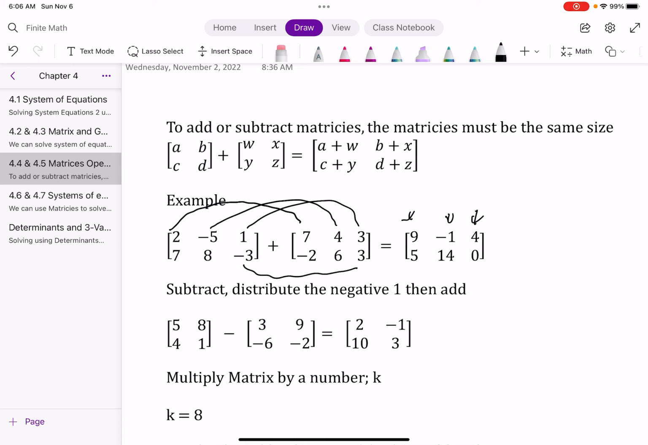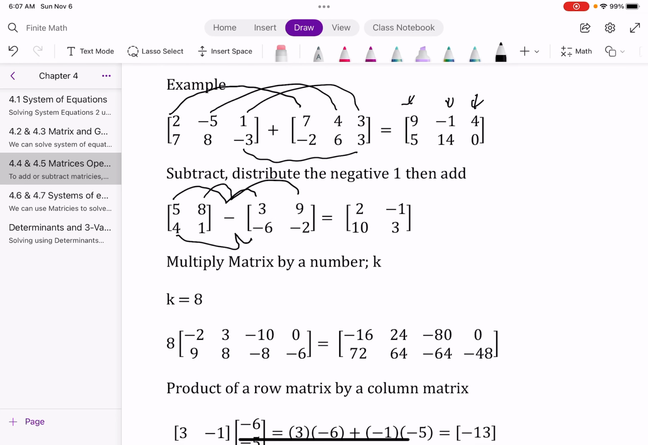When we subtract, you can distribute the -1 and then add, or I just subtract. 5 minus 3 is 2, 8 minus 9 is -1, 4 minus 6. This is where some people distribute. 2 minuses become a plus, so it gives me a positive 10. Same with 1 minus 2 becomes 1 plus 2, which does give me 3.